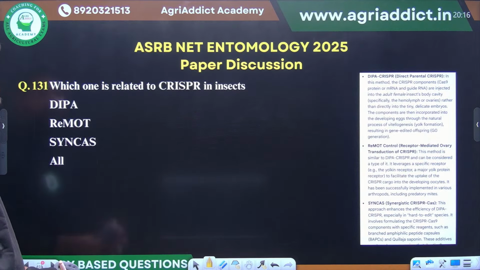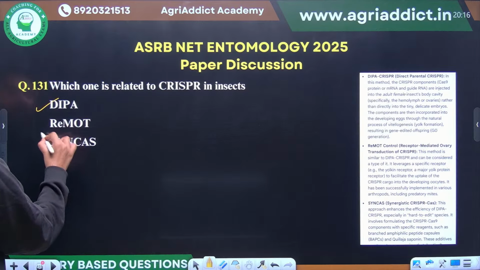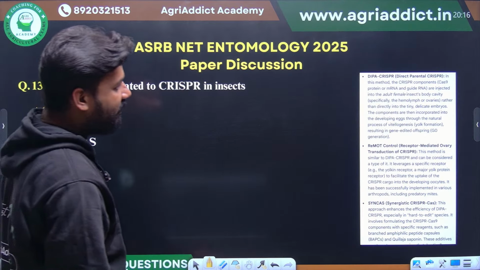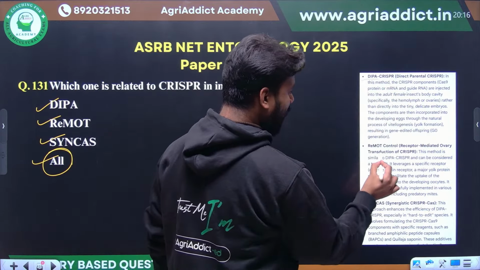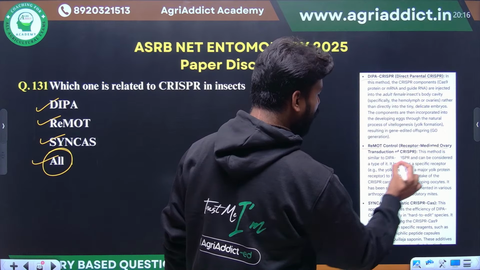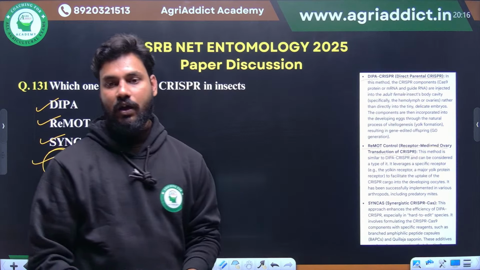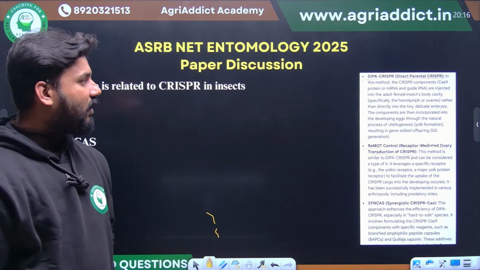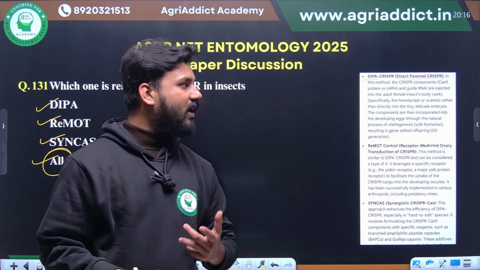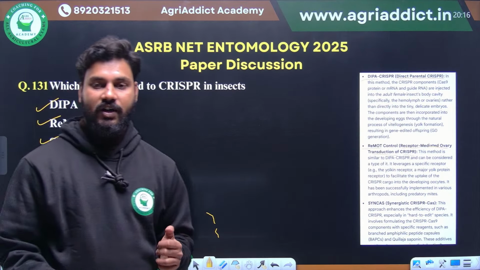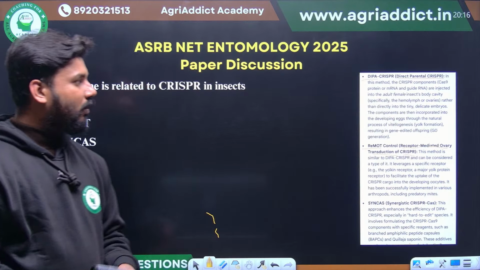Next question is, which one is related to CRISPR in insect? DIPA, ReMOT, SYNCAS. The correct answer will be all. Here I have given the information. What is DIPA? DIPA and ReMOT. DIPA is direct parental CRISPR, and ReMOT is receptor mediated ovary transduction of CRISPR. Here, Cas9 protein or mRNA and guide RNA will be directly incorporated into the insect hemolymph.